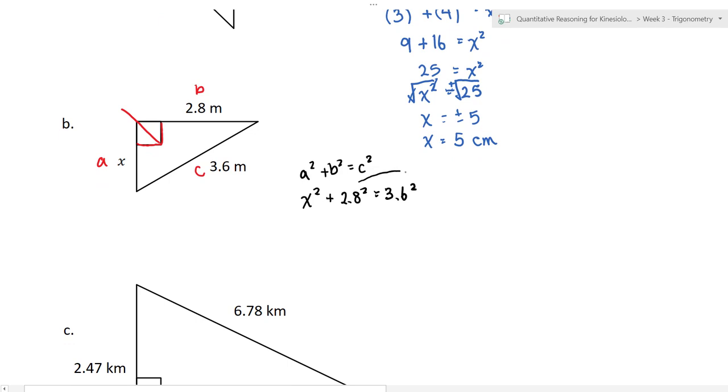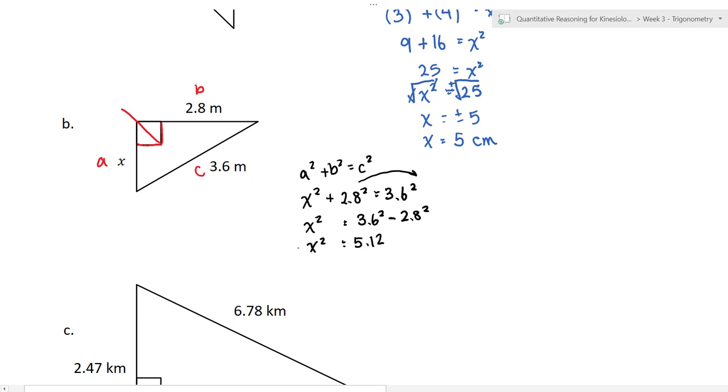All right, so I'm trying to solve for this x over here, so I need to bring the 2.8 squared to the other side of the equal sign. So I'm going to leave my x squared where it is. I'll leave my 3.6 squared where it is. And the 2.8 squared used to be positive. Now that I'm moving it to the other side of the equal sign, it becomes negative. So now I can just simply type this on my calculator. So on my calculator, I'm just going to type 3.6 squared minus 2.8 squared. And I'm left with 5.12.